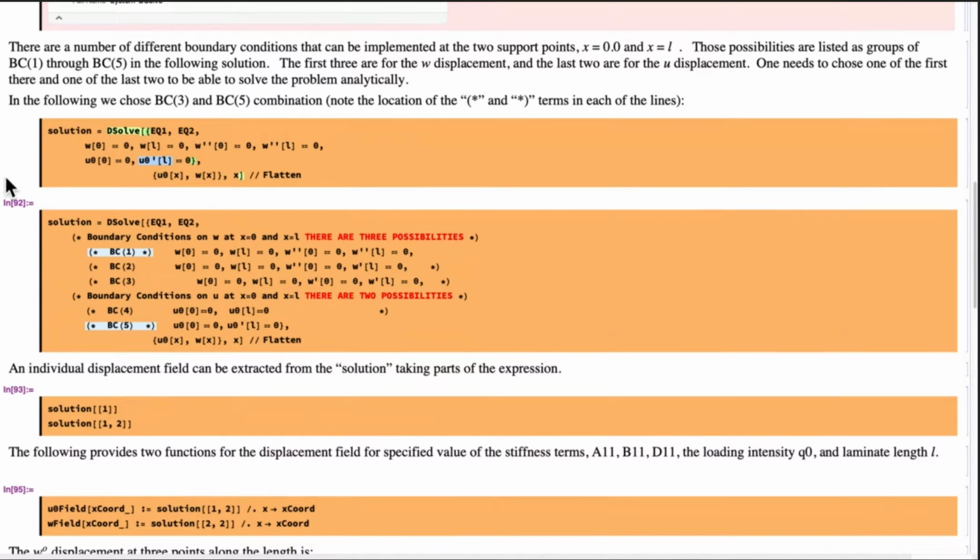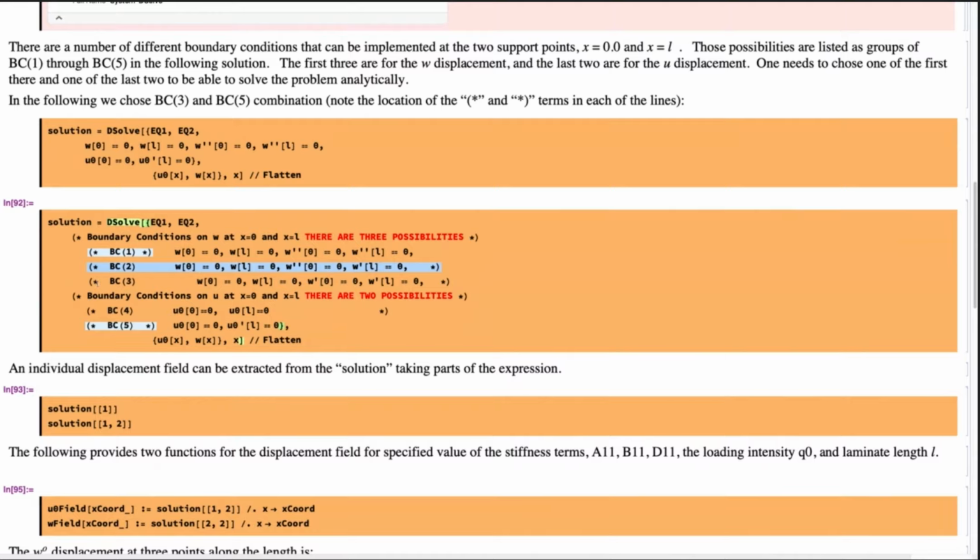Okay. The other boundary conditions that I didn't use: the second says W is 0 at x equal to 0 and L, and W double prime is equal to 0 at x equals 0. That's simply supported at the left end. But W prime at L is equal to 0 at the right-hand end. So the slope at the end here is equal to 0.